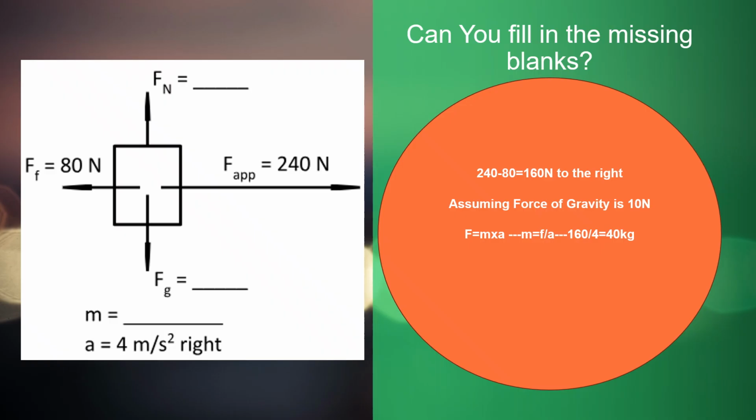Now, we're not done yet because we need to figure out the force of gravity downward. Force of gravity downward is equal to the mass times g, and assuming that the acceleration due to gravity is 10, we are going to multiply 40 kilograms times 10, and that's going to give us 400 newtons downward. And we know that we have an equal and opposite normal force. This gives us an answer for the normal force to be 400 newtons.